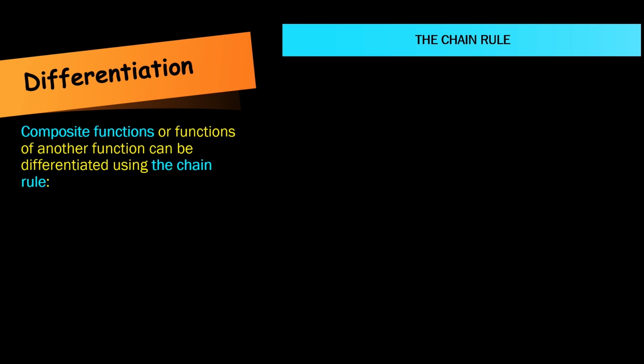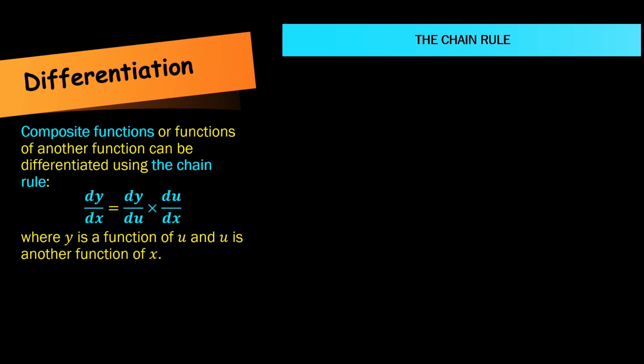Composite functions, or functions of another function, can be differentiated using the chain rule. dy/dx equals dy/du times du/dx, where y is a function of u and u is another function of x.